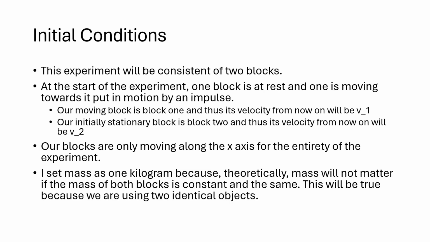Experiment. Initial conditions. The experiment will consist of two blocks. At the start of the experiment, one block is at rest and one is moving towards it, put in motion by an impulse. Our moving block is block 1, and thus its velocity from now on will be v1. Our initially stationary block is block 2, and thus its velocity from now on will be v2. Our blocks are only moving across the x-axis for the entirety of the experiment.